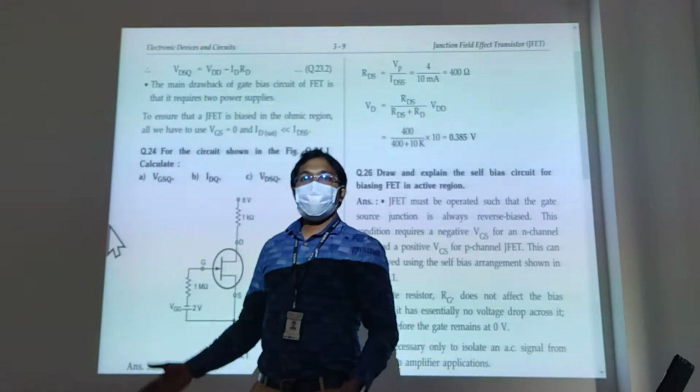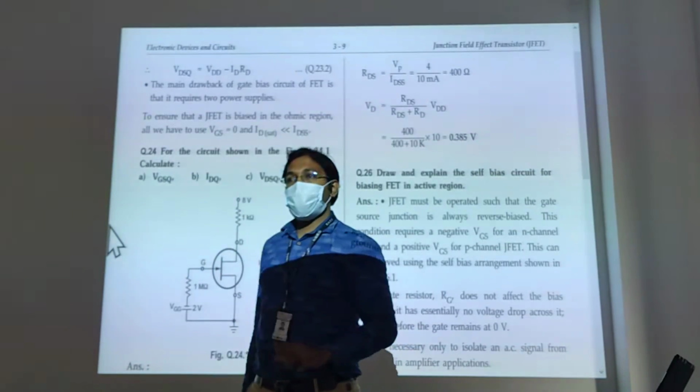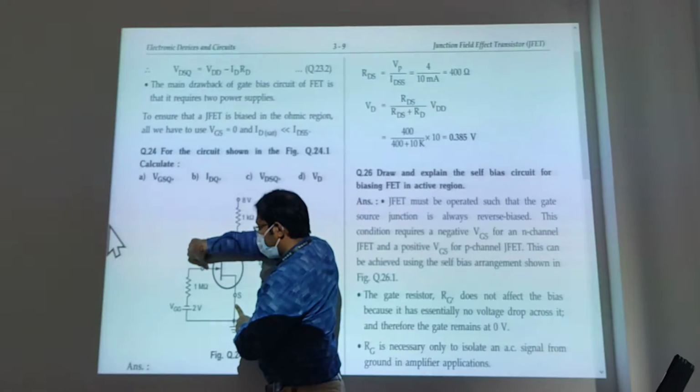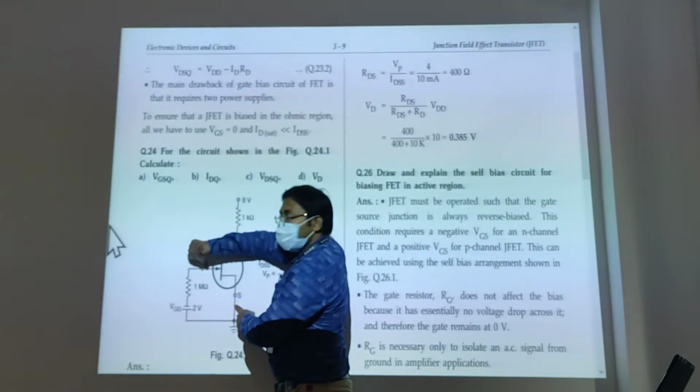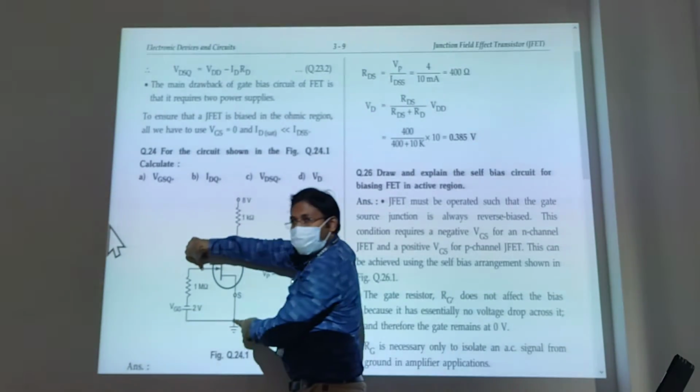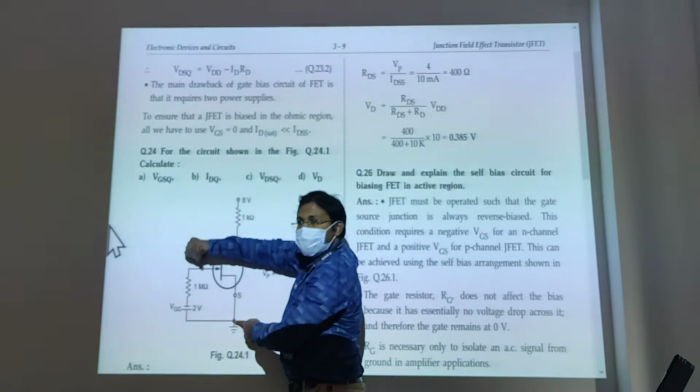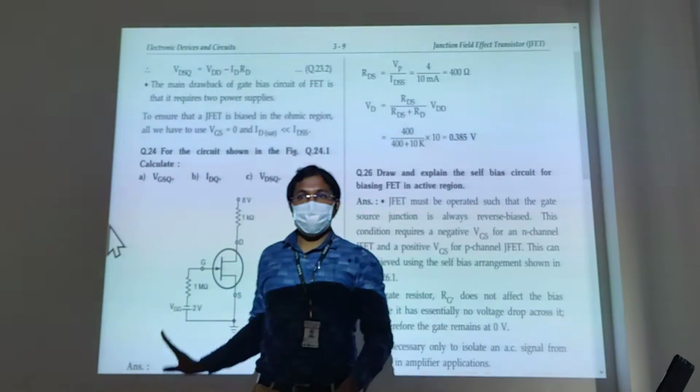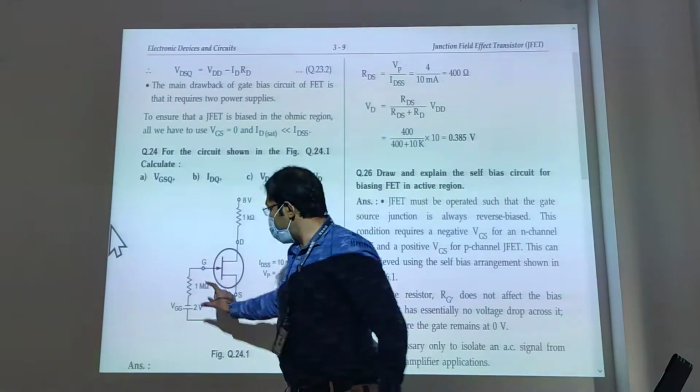Now see, there are many classes. You should be able to see and answer. The voltage between these 2 points, VGS. Then the voltage between these 2 points is how much? This voltage plus this voltage. Correct? What is the voltage here, across this resistor?